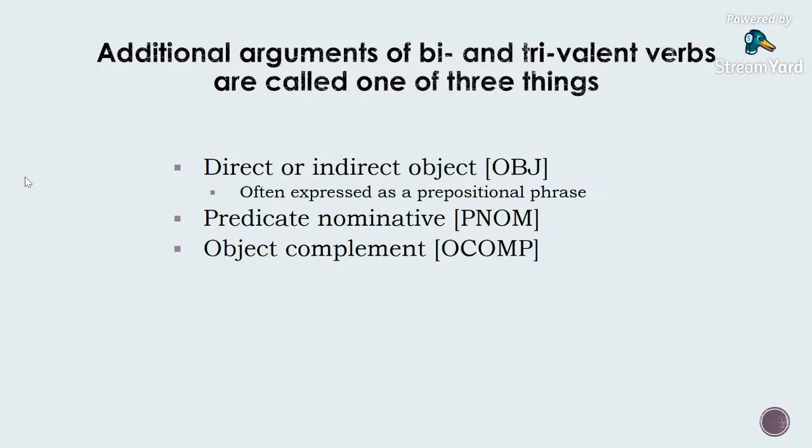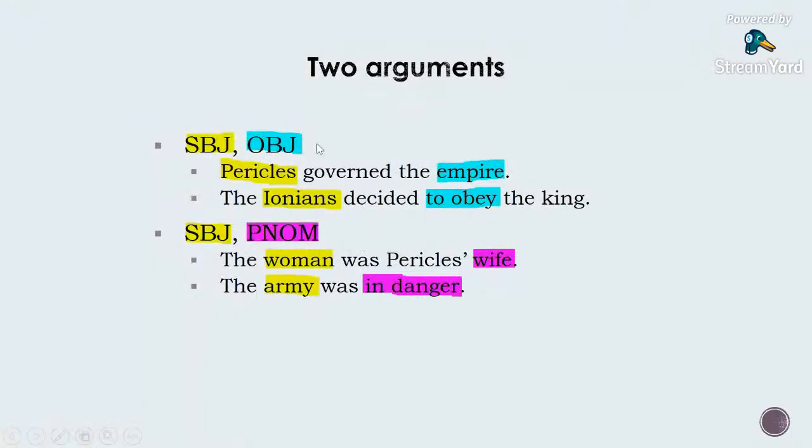Predicate nominative with copular verbs and object complements. Let me show you what those are. So 2 arguments. Pericles governed the empire. Pretty straightforward. You have a subject, you have an object. The Ionians decided to obey the king. You have a subject and an object. This verb that is an object also takes an object, the king.